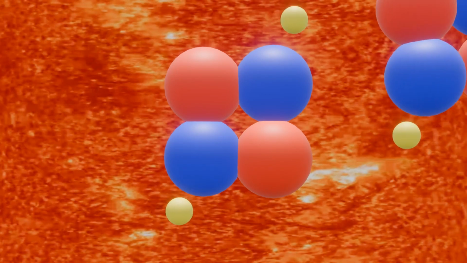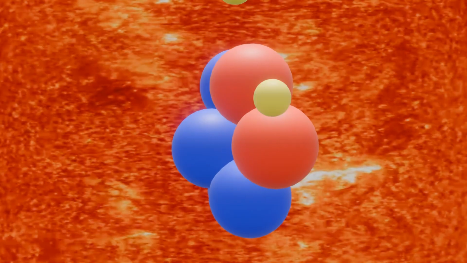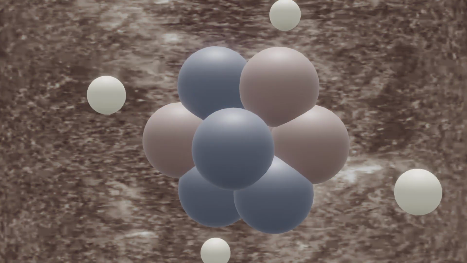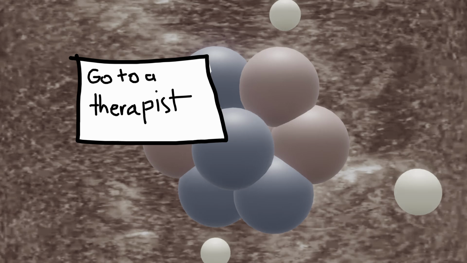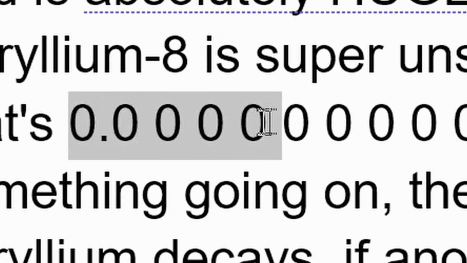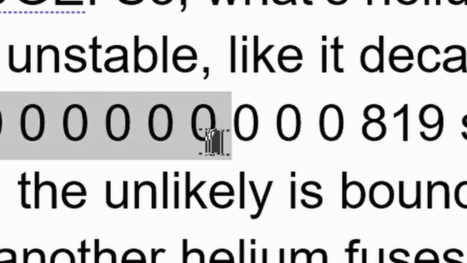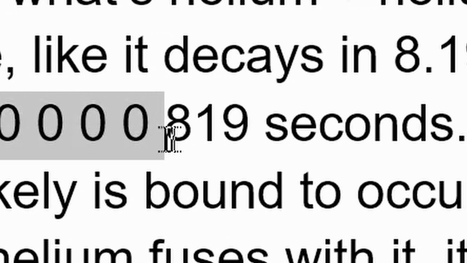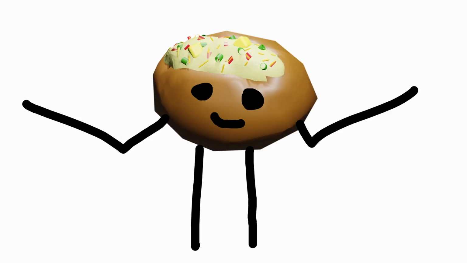So, what's helium plus helium? Beryllium! But wait, beryllium-8 is super unstable. Like, it decays in 8.19 times 10 to the negative 17 seconds. That's 0.00000000000000819 seconds. But when there's a lot of something going on, the unlikely is bound to occur.